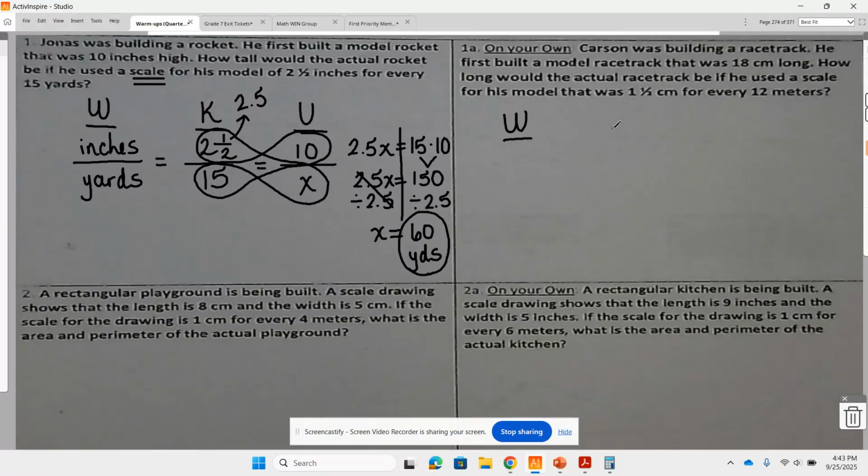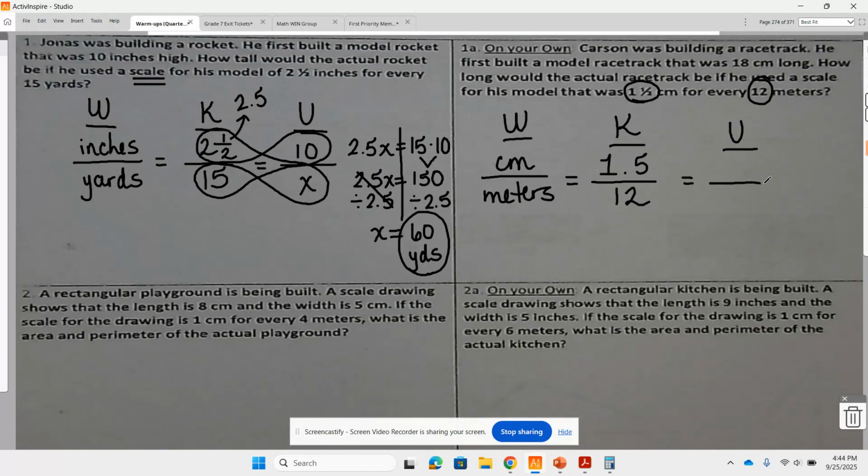All right, let's see how you did. W, K, and U. Okay, for Carson's, we're relating centimeters to meters. Okay, our scale, what we know is that 1.5, which again we're going to use 1.5, is equal to 12 meters. So now we'll set up a proportion. 18 centimeters, got to go on top, over x.